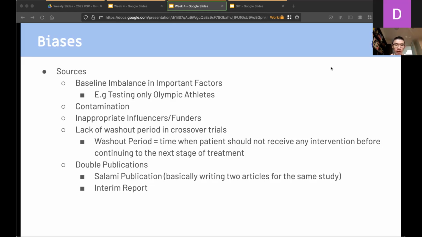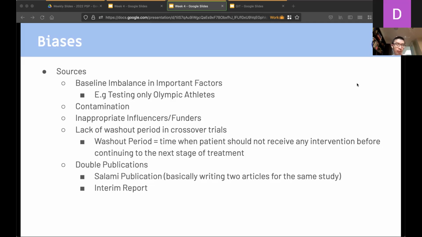So crossover trials refer to trials where you have two groups of patients, group A, group B. Say group A takes the intervention first and group B is control. After a while, they swap around. And so now group A gets control and group B gets intervention. In this way, all the participants get to try out the intervention and control, but you need a washout period, which is when the patient should not receive any intervention before continuing to the next stage of treatment, because otherwise you might have lingering effects that affect the results you get.